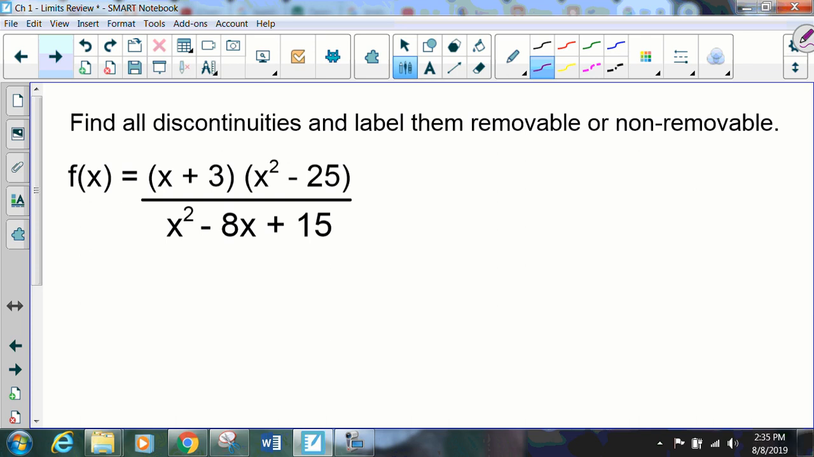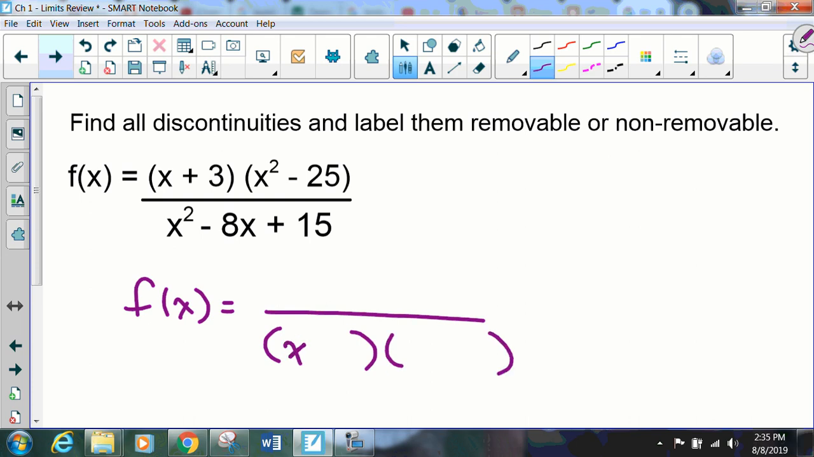And so what I want to do is factor the denominator and see if I have any problems there. And so let's go ahead and we're going to factor the denominator, and we'll think of two numbers that multiply to equal 15, positive 15, but add to equal negative 8. So that's negative 5 and negative 3. So right away I'm like, okay, I'm going to have issues when x is equal to 5 and when x is equal to 3. I will have discontinuities there.